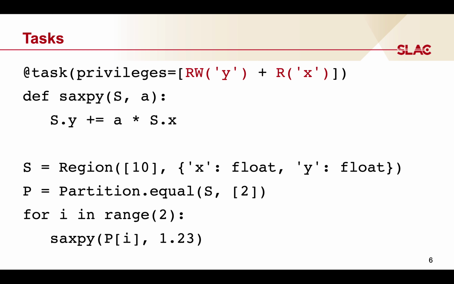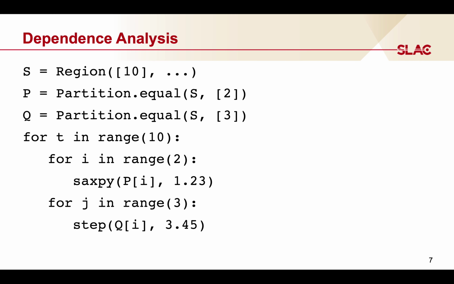And basically by using the privileges, the partitions, and the sequential execution order, the system is going to do a dependence analysis that determines the order in which it can execute these tasks. So to see how that happens, I've made a slightly more complicated code example. One thing to notice here is that we now have two partitions of the region S, P and Q.